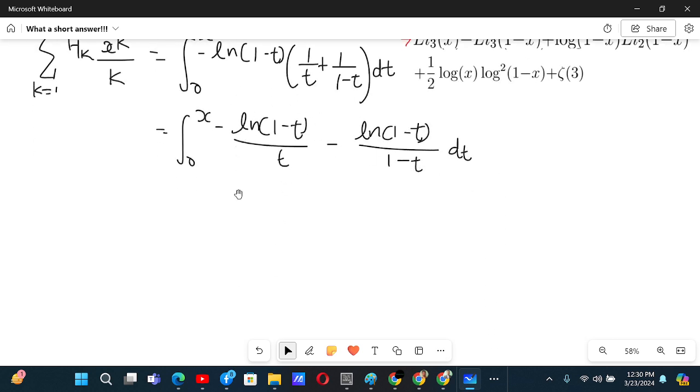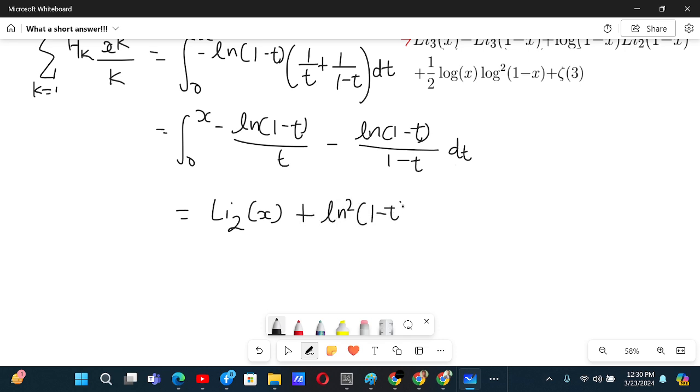This over here is just the definition of the Li2 function, Li2 of x. And this over here you can easily integrate. You can substitute u equals ln of 1 minus t, and then minus 1 by 1 minus t dt, that will just be du. So that's why this is ln square 1 minus t by 2. Yeah, u square by 2 basically.